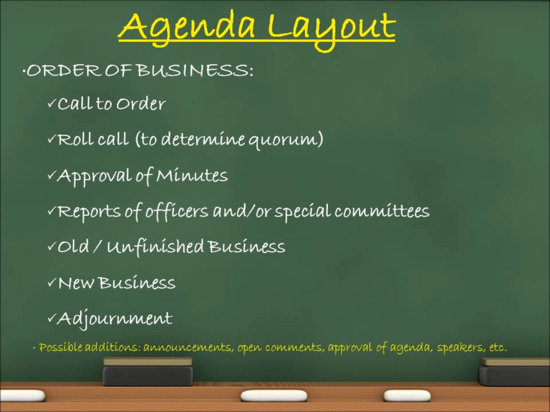Next, in order to run your meeting with Robert's Rules of Order, you need an agenda that follows a basic format. It should contain the following orders of business. Call to order. Roll call to determine a quorum. Approval of minutes. Reports of officers and/or special committees. Old/unfinished business. New business. And adjournment. Possible additions include the following: announcements, open comments, approval of agenda, speakers, and etc.